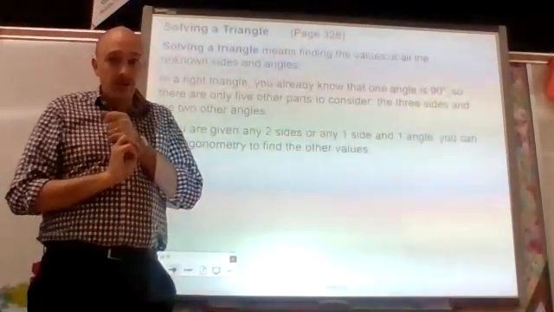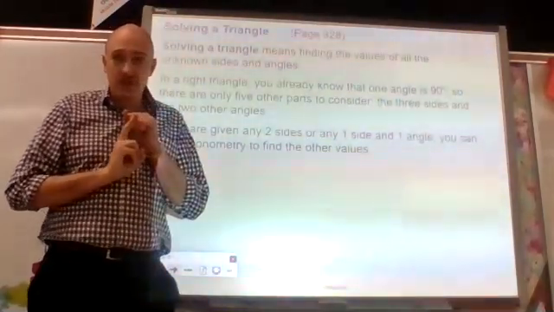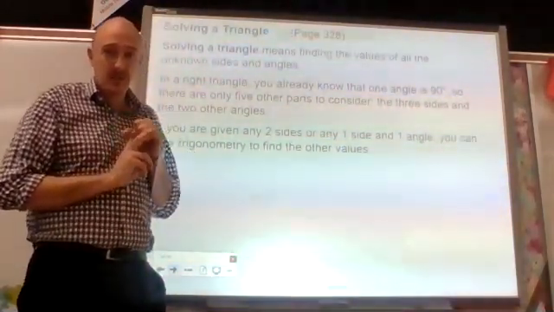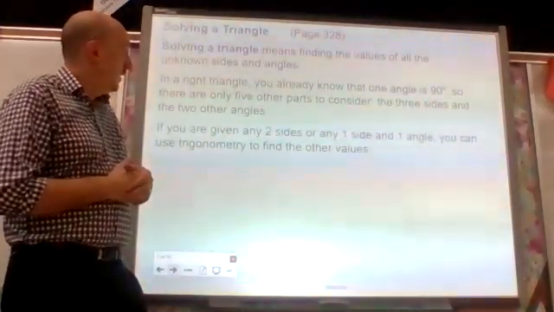So there's only two other angles. If we find one of them through trig, we can figure the third one out just by subtracting it from 90, because they all add up to 180. So the two other angles add up to 90.